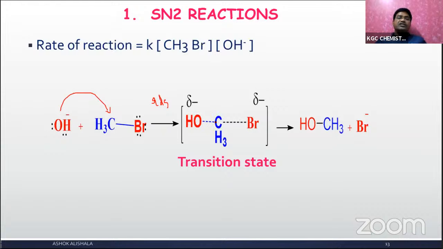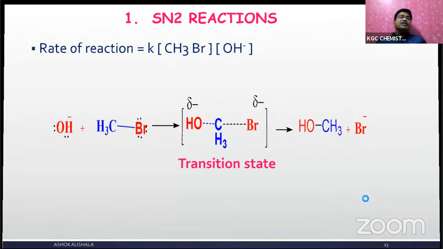When the OH attacks on this carbon atom, what happens? The length of the bond increases, and this is a transition state. In this transition state, both are present. One is the hydroxide ion, another is the alkyl bromide. That's why it is going to be the SN2 reaction. And in this way, you will get alcohol and bromide is the leaving group. Now let us see this.